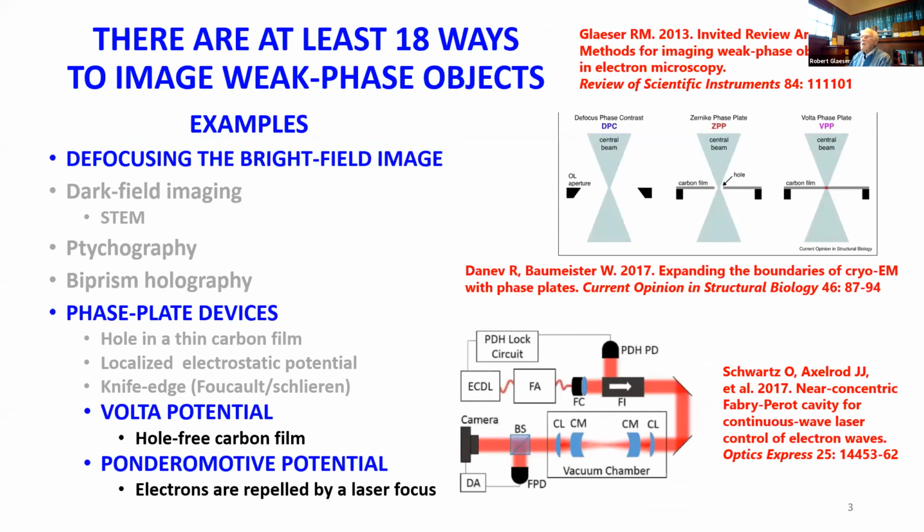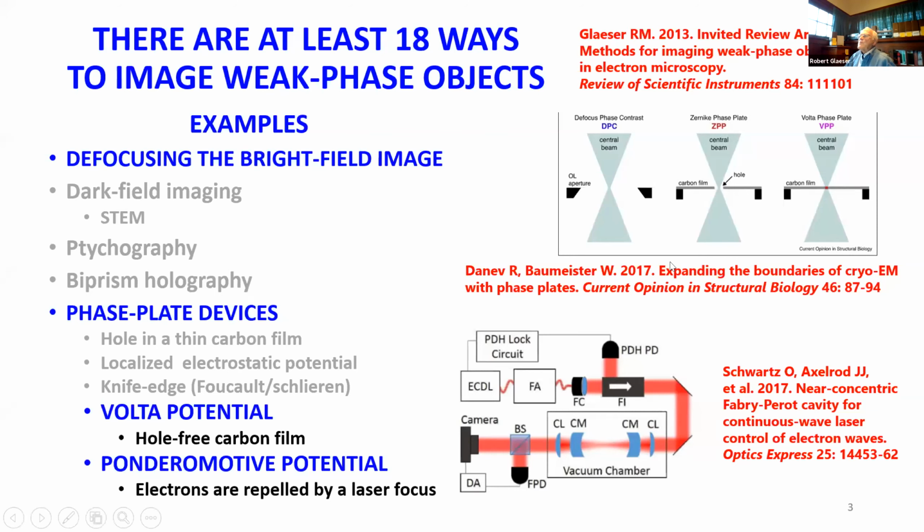Now, in 2013, I published a review article on many different ways in which weak phase objects can be imaged in the electron microscope. And at that time, I came up with 18 different ways. I'm not going to talk about all of those. I'm just going to pass through the history a little bit.